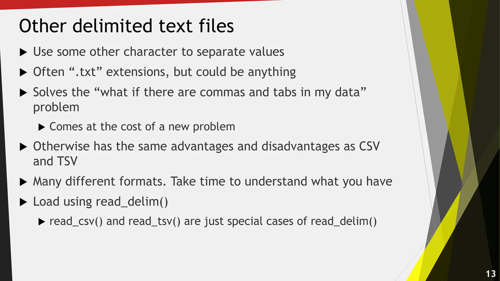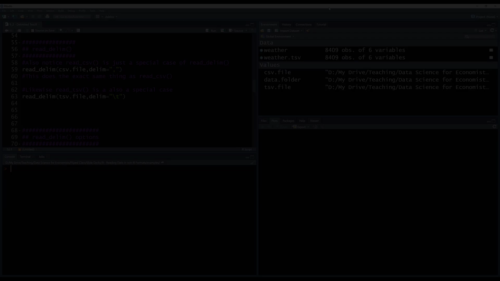There are many different formats of delimited text files, so it's important to take time to understand what you have before you try loading it. You can load text files with arbitrary delimiters using the readDelim function. ReadDelim behaves exactly the same as readCSV and readTSV. You just need to tell it what the delimiter is. So you can think of CSVs and TSVs as just special cases of the readDelim function.